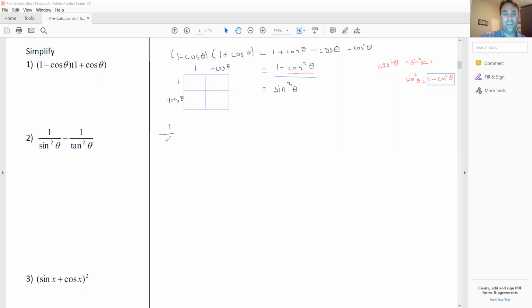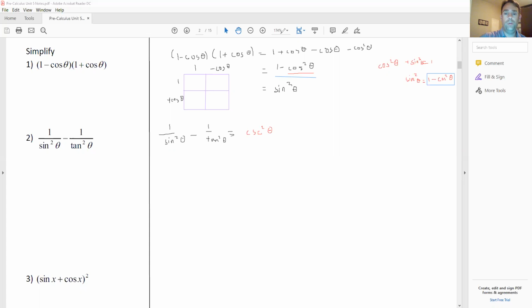All right, friends, let's take a look here. So 1 over sine squared theta minus 1 over tan squared theta. I see these fractions, 1 over something. That makes me think of reciprocal. So what's the reciprocal of sine? 1 over sine, that would become cosecant squared theta.